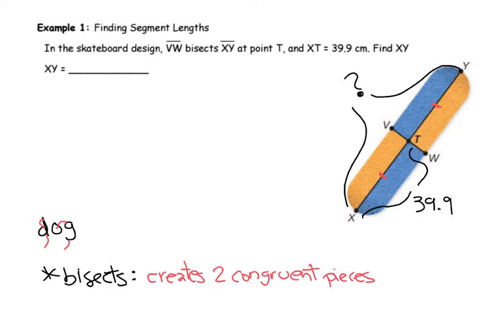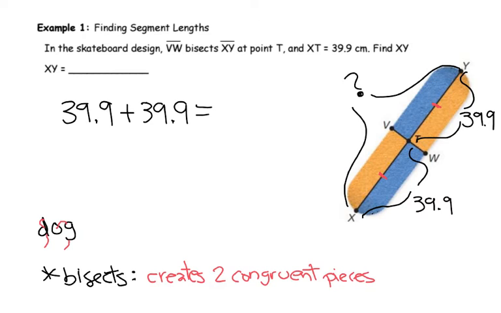All right, well, let's use some of our knowledge here of bisecting. Hopefully we recall that bisects means it creates two congruent pieces. So notice I have marked XT with one dash. So therefore, TY should have one dash. What that means then is if XT is 39.9, then TY is also 39.9. So in order to figure out what XY is, all we have to do is take 39.9 and add it to 39.9, or you could have multiplied, whichever floats your boat.